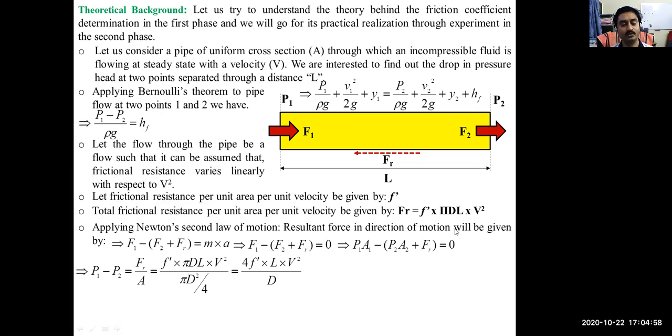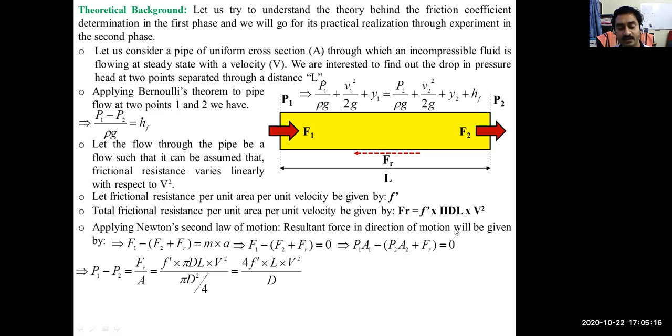A is constant for both of them. So P1 minus P2 is equal to Fr by A, where Fr is the frictional resistance calculated like this: F dash into pi d L into V square divided by A, where A is pi d square by 4. So it leads to this equation: 4 F dash into L V square by D.